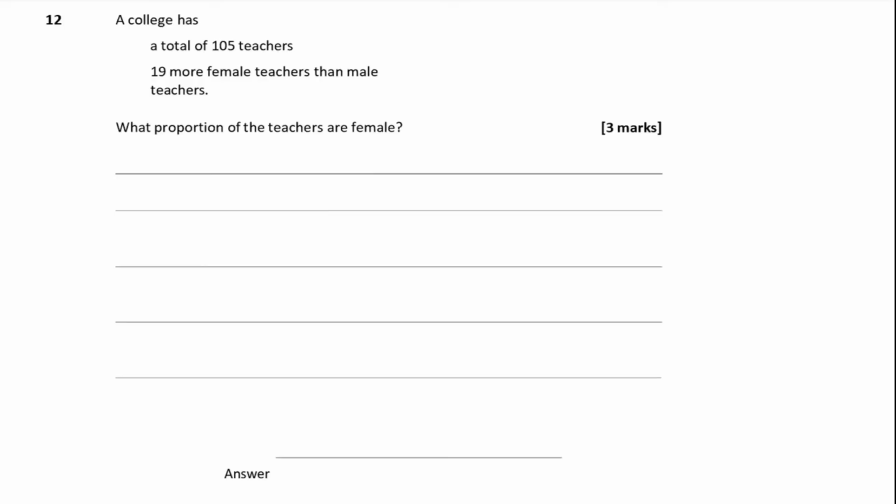Okay, so we don't know how many women teachers are, but we know they've got 19 more than the male teachers, and we don't know how many the male teachers have got. So let's say the male teachers, let's call them Y, okay? And then female teachers, I was going to use X, but I thought Y was more appropriate for male teachers. And then female teachers is going to be 19 more. So 19 more than Y is Y plus 19.